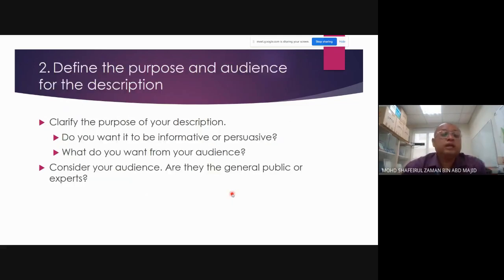Number two, define the purpose and audience for the description. You need to clarify what the purpose is. As I mentioned to you, whether it is an informative or persuasive presentation. Informative is going to be very simple. Your task is just to inform your audiences. That's it. But to persuade is going to be a bit difficult.